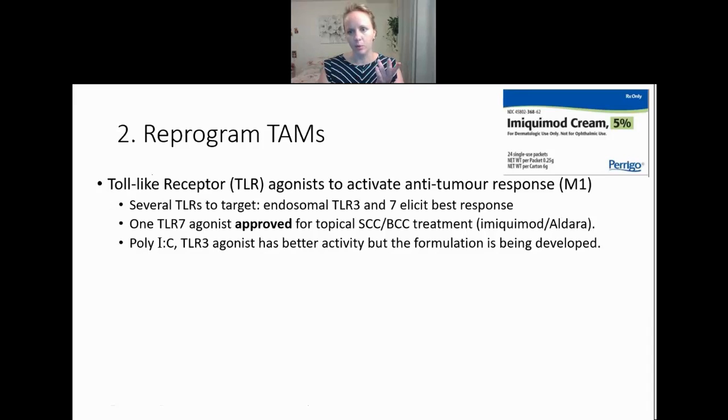It's known as imiquimod. Poly-IC is an agonist for TLR3, one of these endosomal TLRs, and it has been shown to have good activity and can promote an M1 response, but the formulation, particularly trying to target an endosomal receptor, is a challenge.